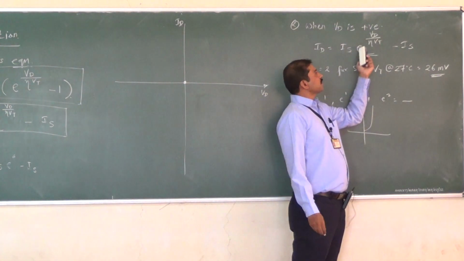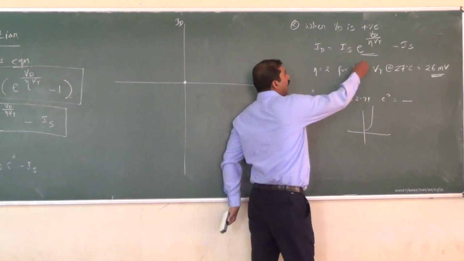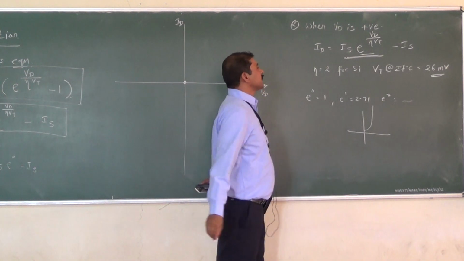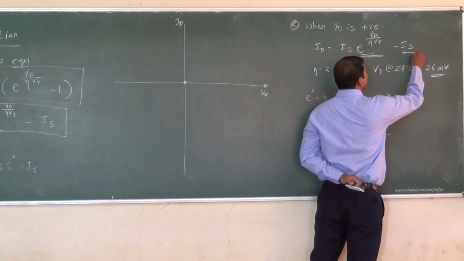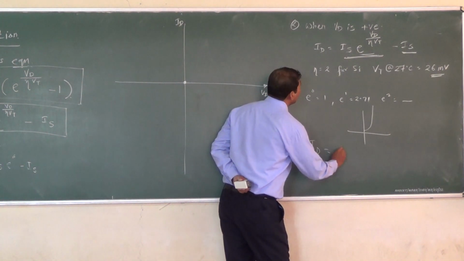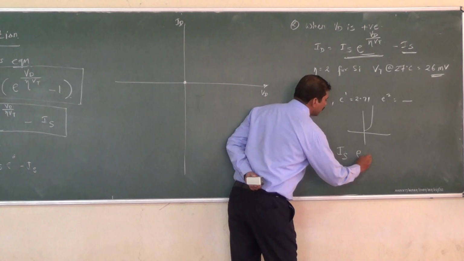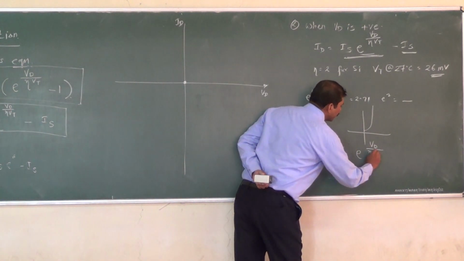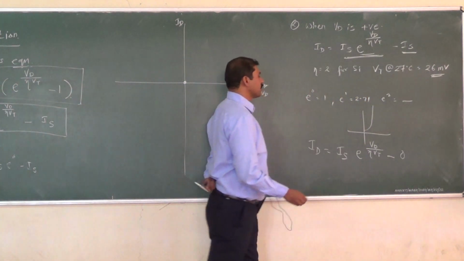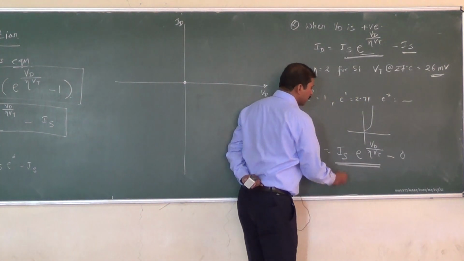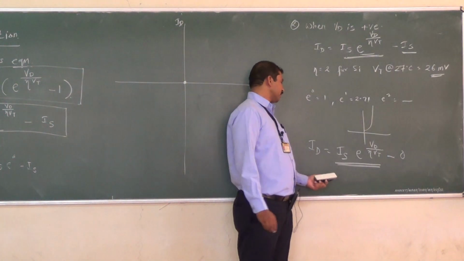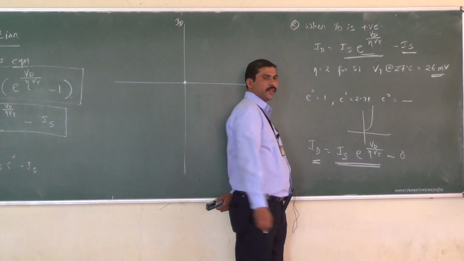So if Vd increases, this term is going to increase. This first term is having significance, and as Is is very, very small, we can neglect the second term, and we get ID is equal to Is e raised to power Vd upon eta Vt. We have neglected Is because it is very small as compared to this term, and this is going to give us a forward current at the forward voltage, which will be typically in milliampere.